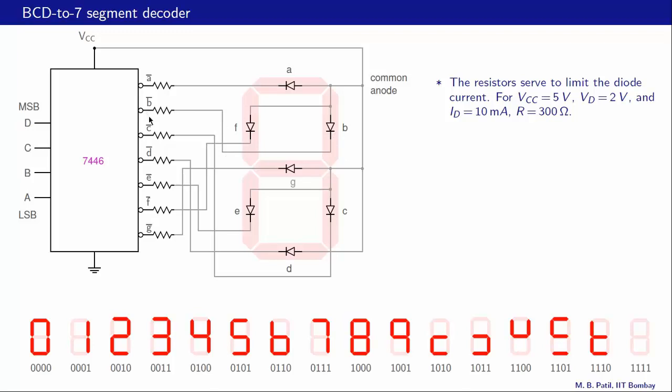So then we have 5 volts here, we have 5 volts here, and then the total voltage drop across the diode B and this resistor is 0, and therefore there is no possibility of any current. The LED is off, and therefore the segment will appear dark.